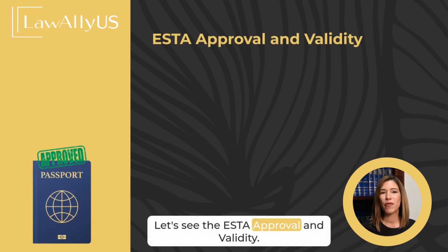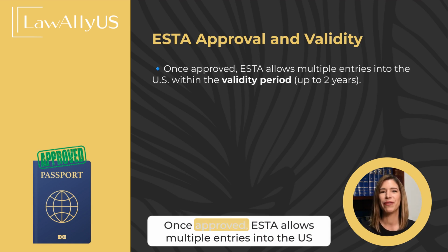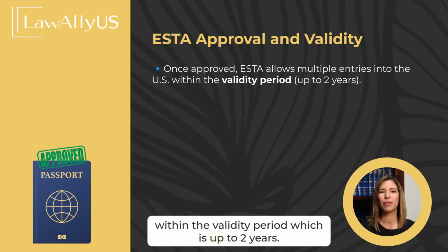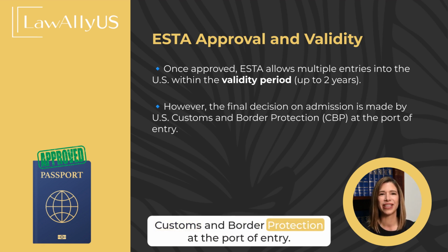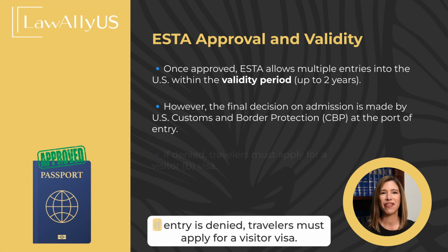Let's see the ESTA approval and validity. Once approved, ESTA allows multiple entries into the U.S. within the validity period, which is up to 2 years. However, the final decision on admission is made by U.S. Customs and Border Protection at the port of entry. If entry is denied, travelers must apply for a visitor visa.